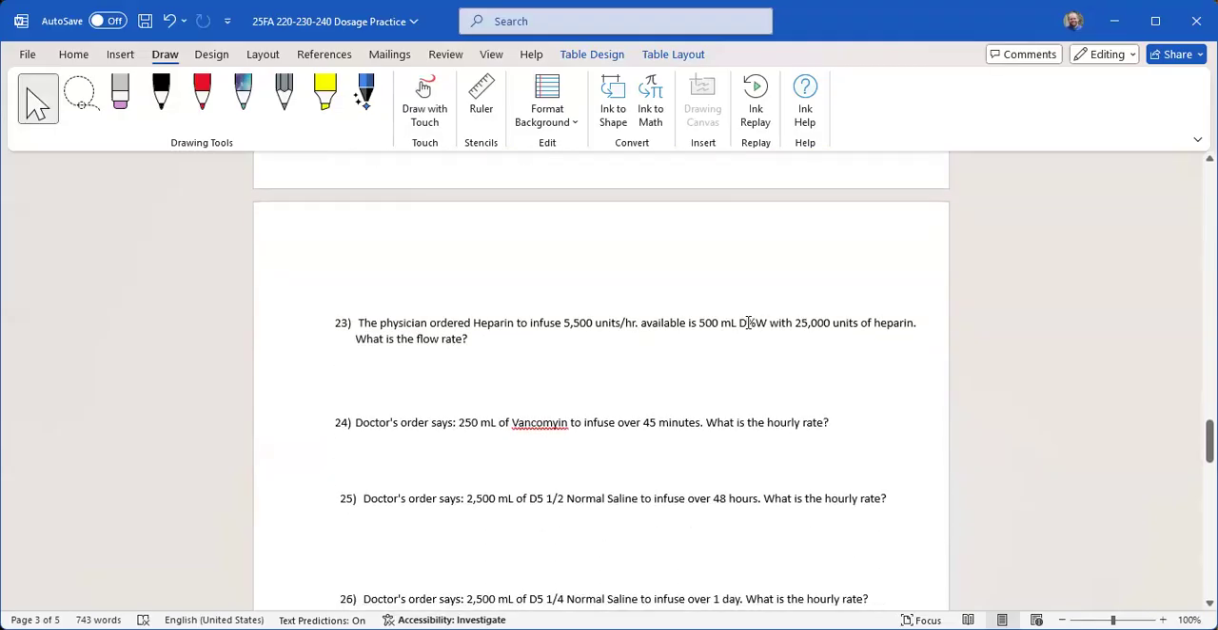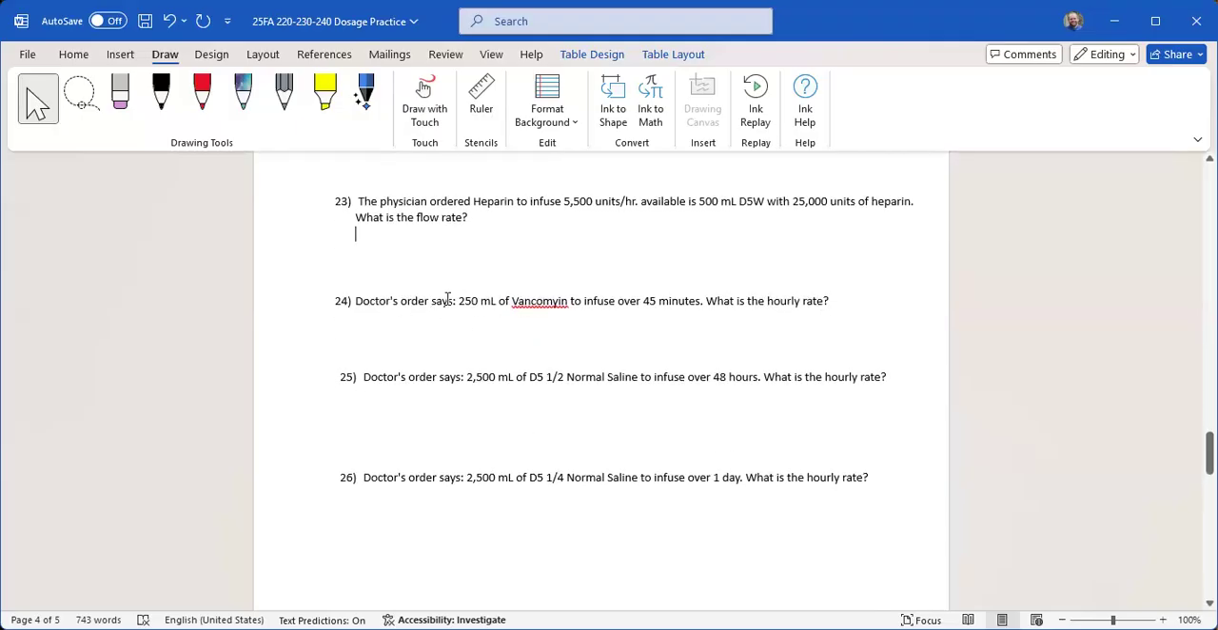I think this is supposed to be 5%. Okay. So this is just another example. We already went through a question like this, where we have 5,500 units per hour. The available is 500 milliliters with 25,000 units of heparin. So again, you're just converting units per hour to milliliters per hour. So this is kind of a rehash of the bigger heparin dosage.